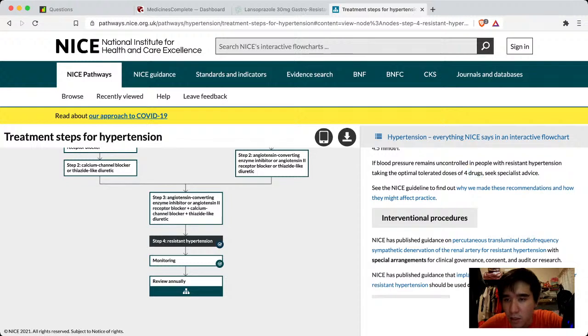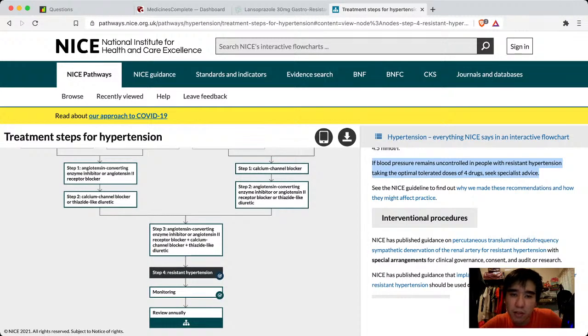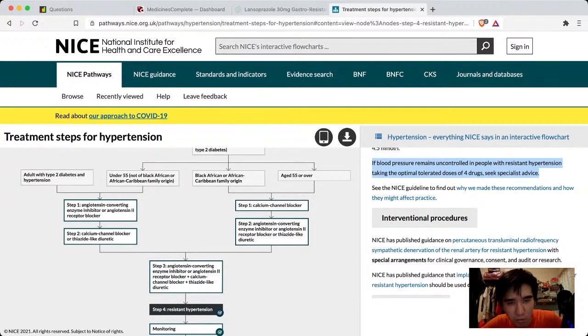If blood pressure remains uncontrolled in people with resistant hypertension, taking the optimal tolerated doses of 4 drugs, seek specialist advice. Okay. So remember, step 1, either ACE inhibitor or calcium channel blocker depending on the scenario. Most of the time you add ACE inhibitor unless they're more than 55 years old or do not have diabetes. You're going to start with calcium channel blockers because with ACE inhibitors you want to monitor renal function, and in elderly their renal function is not that good.